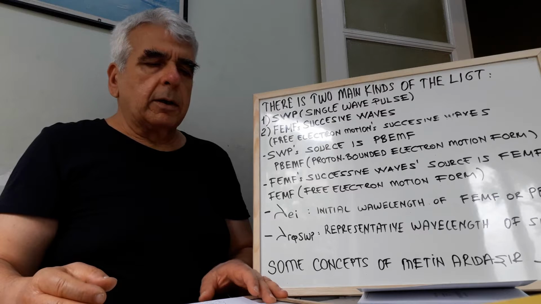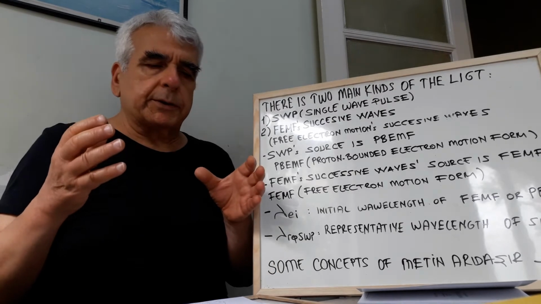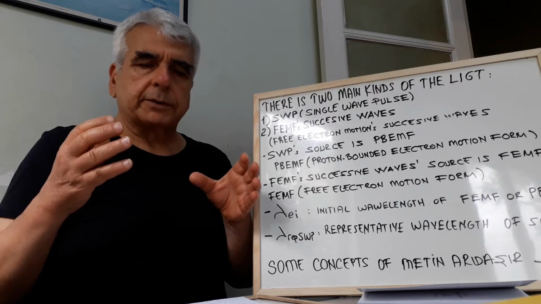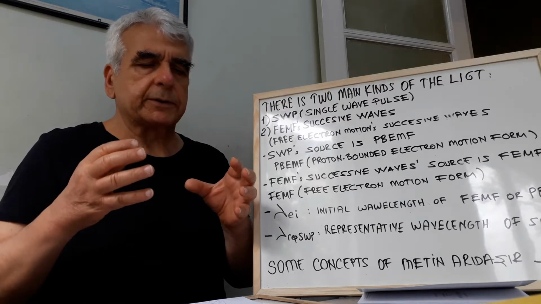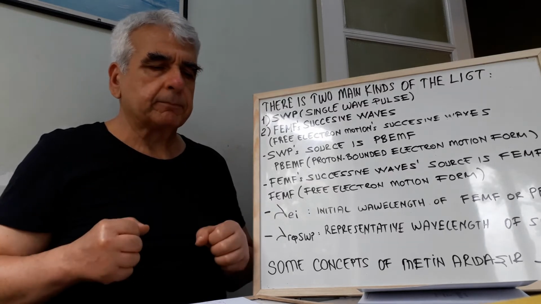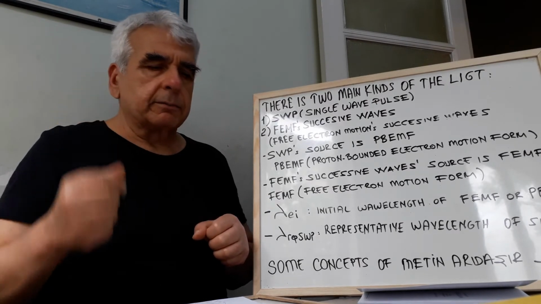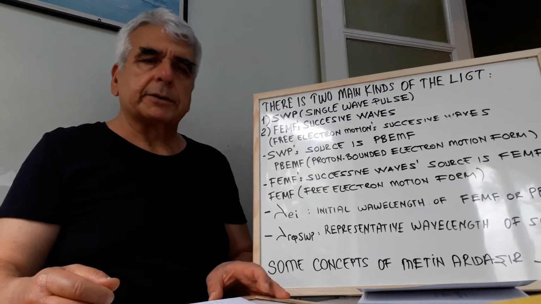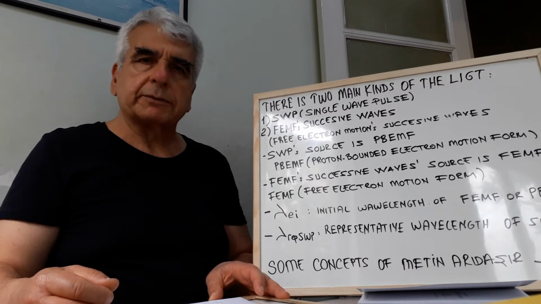2. Forming conditions of these two types of light are different, but my same formulas and my theory are valid for them. 3. Single wave pulse and free electron motion form successive waves interact also.